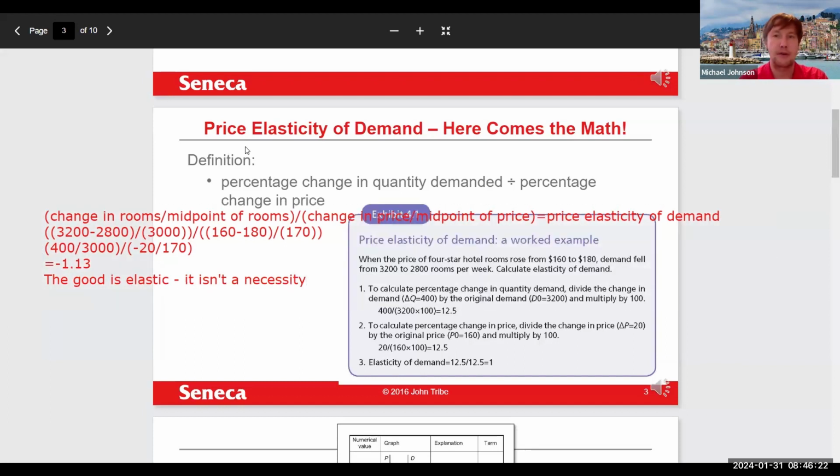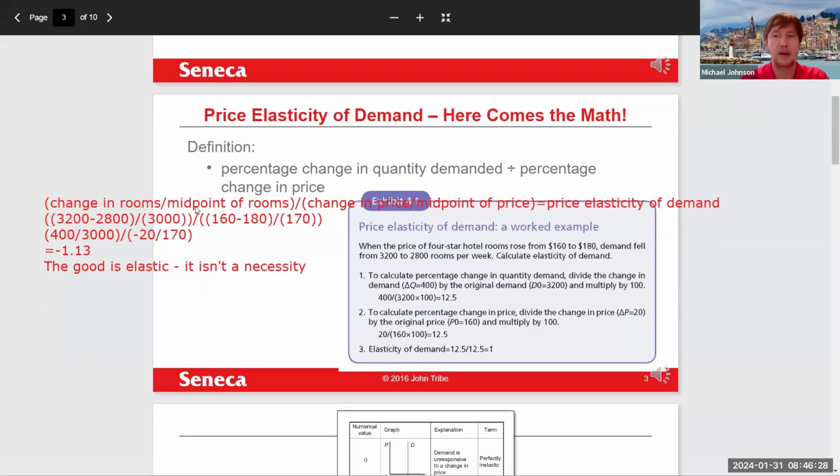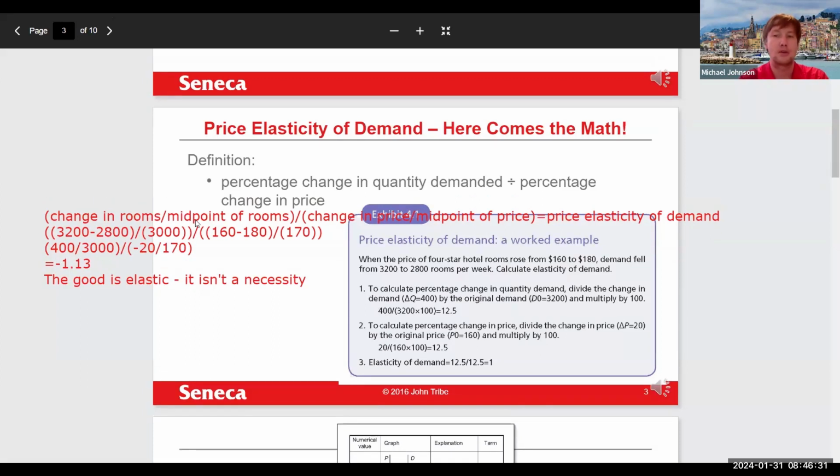I'm going to put this in the chat for everyone so you have it. That's how you would calculate price elasticity. I recommend using the midpoint method. So use the midpoint method: change in quantity divided by midpoint of quantity, and then divided by change in price divided by midpoint of price, equals price elasticity of demand.